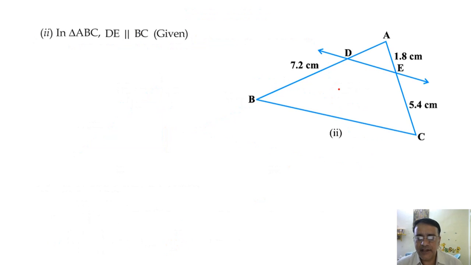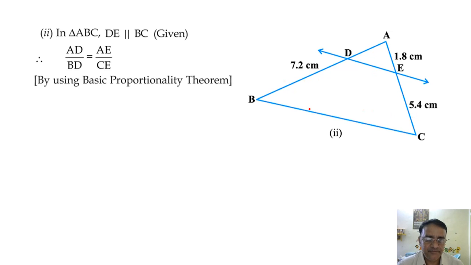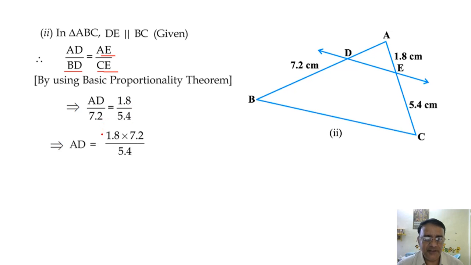Second one also we have to use that basic proportionality theorem, that is AD upon DB is equals to AE upon EC. Okay, now we'll substitute these three values which are given, that is AD upon 7.2 is equals to 1.8 upon 5.4, right? So next step, we will shift this here. Now you can cancel it by like that. You can cancel this by 2.4.